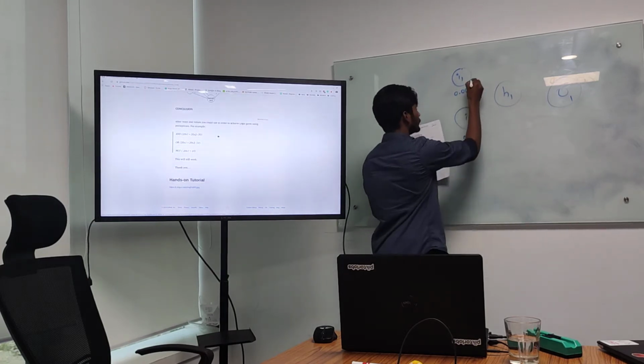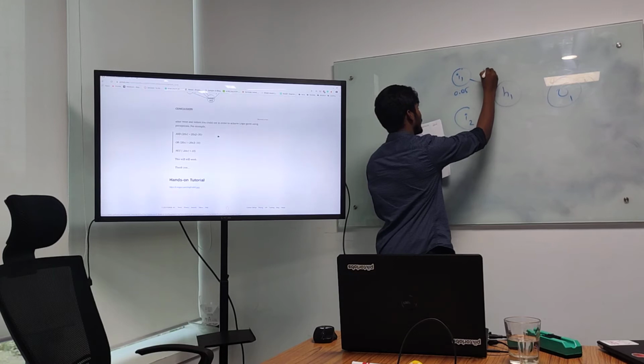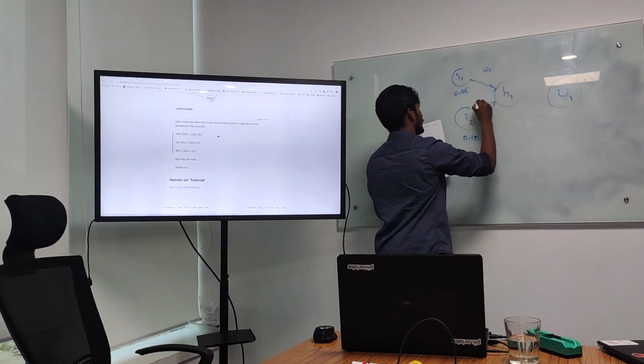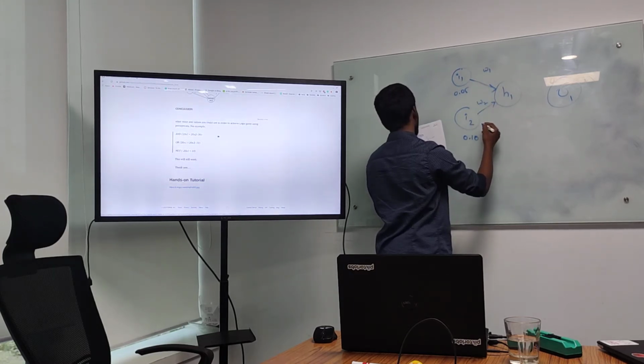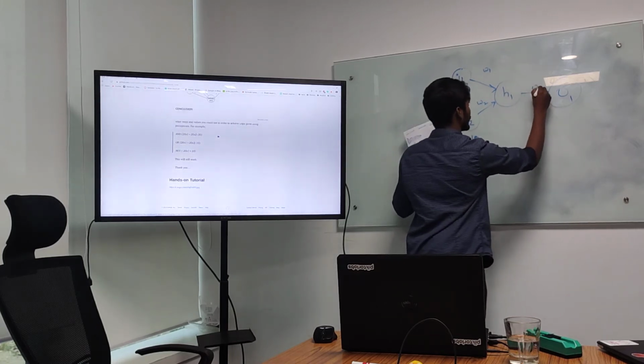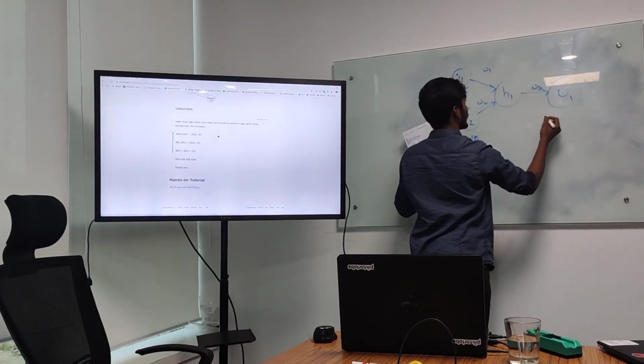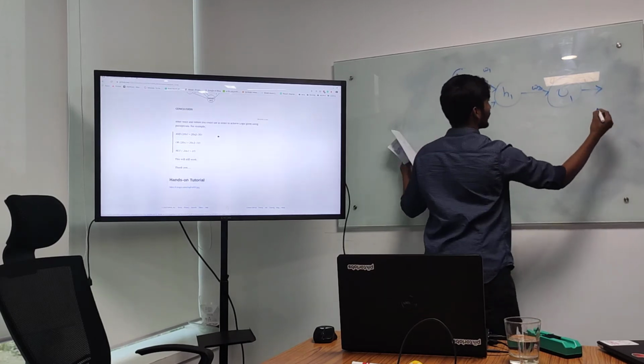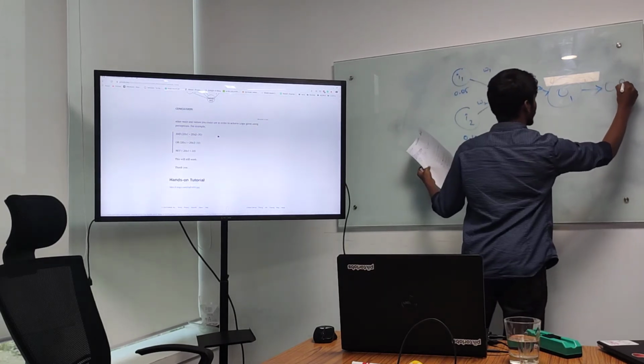So this will have some weight W1. I'll name this weight W2, right? This H1, then it goes, you have weight W3, and output. I am defining my output to be 0.9.